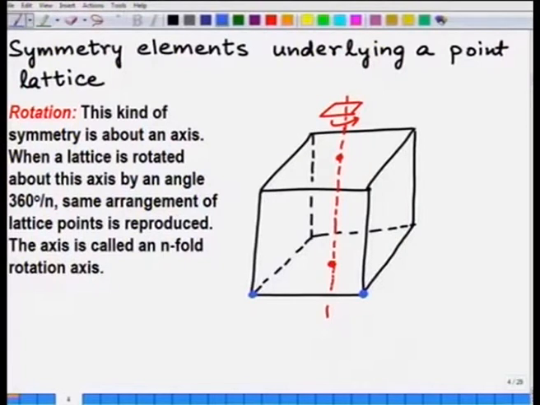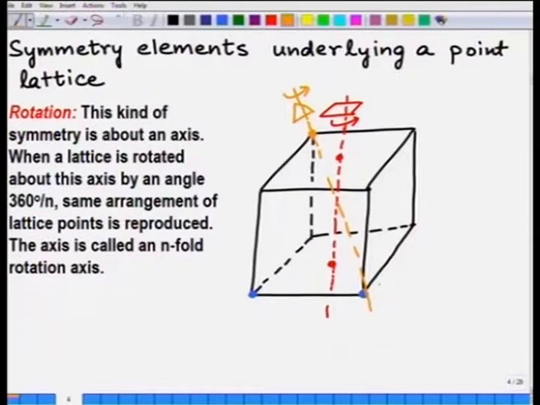Similarly, you can see a three-fold rotation axis. If you wish, I can show you a three-fold rotation axis along the body diagonal. Take this point and this point, and draw a body diagonal like this. Try rotating about this, and you will see a three-fold rotation axis. That means if you rotate it by 120 degrees, you will generate basically the same structure.